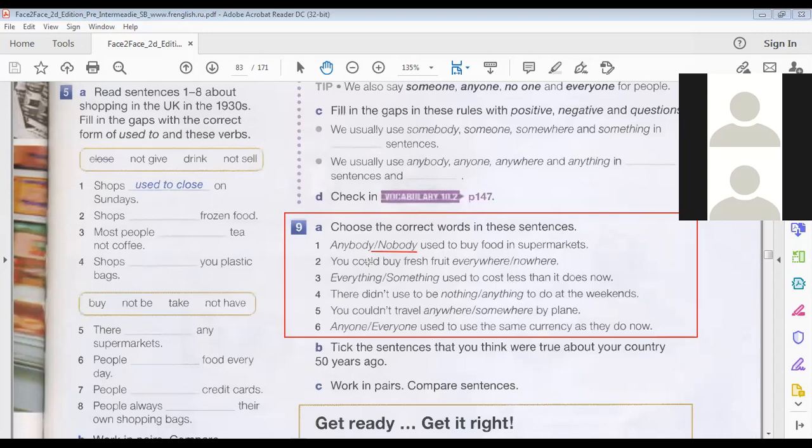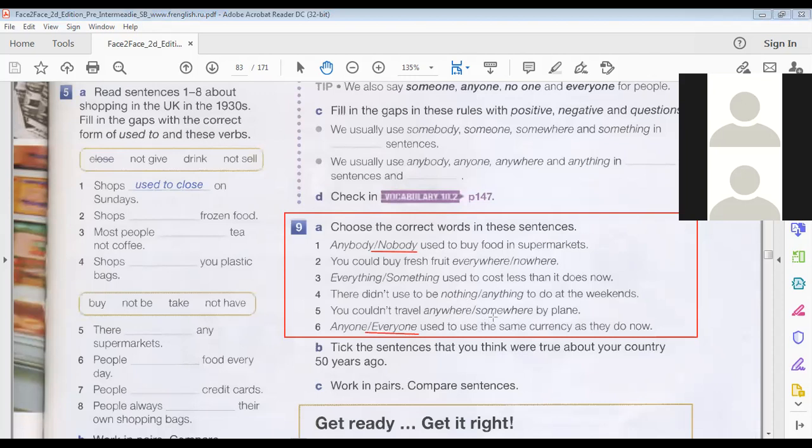Okay, so what about number 6? Did we get to number 6? What do you think the right answer is? Safia, you answered. Samiha? So here we have number 6. What do you think the right answer is? Everyone used to use the same currency as they do now. That's correct. Everyone.